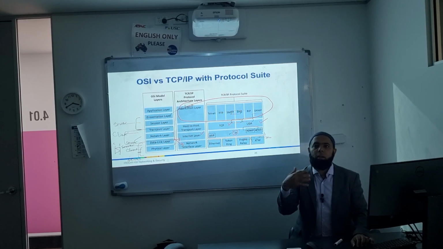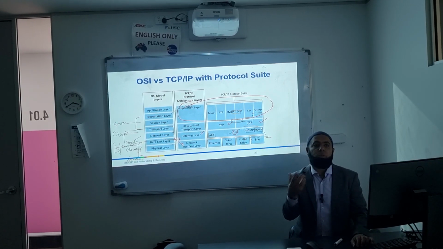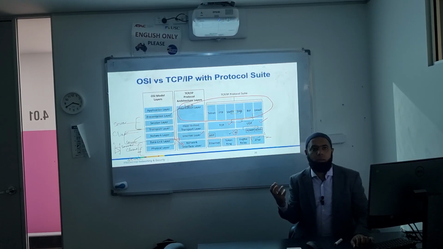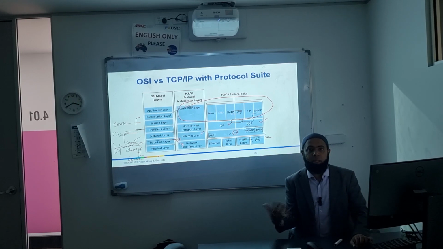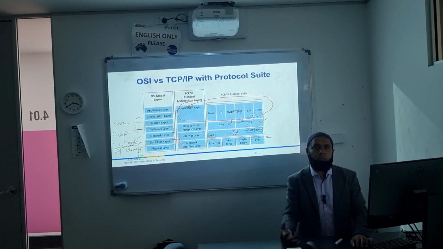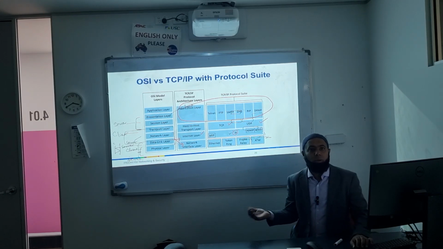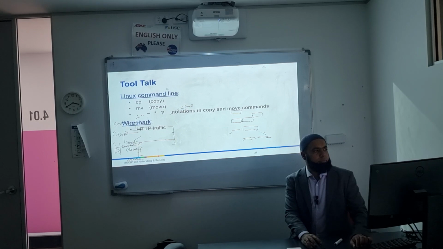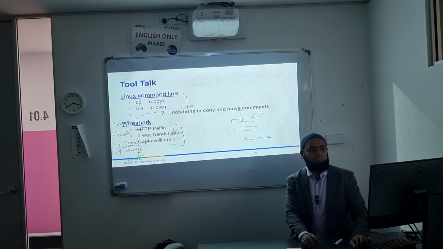So every layer has a different set of words. That should be clear in your mind. If I am talking about a socket, it means I'm talking about the transport layer. If I'm talking about an Ethernet frame, then I'm talking about the data link layer. That's what you have to do in the lab: learn more about Linux today, some commands, and then in Wireshark we will see again HTTP traffic, the three-way handshake, and capture filters.